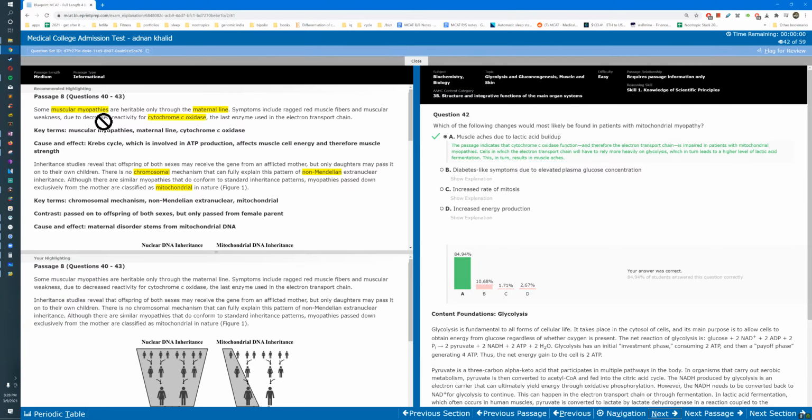Oh, this one, I just looked at this, and it's the same kind of thing that we talked about earlier. Cytochrome C oxidase gets messed up, so aerobic respiration is not going to happen. So what's going to happen? You're going to get muscle aches due to lactic acid buildup, which happens because it's anaerobic respiration. You're going to be forced to do that if you stop letting aerobic respiration work. None of this other stuff makes sense.